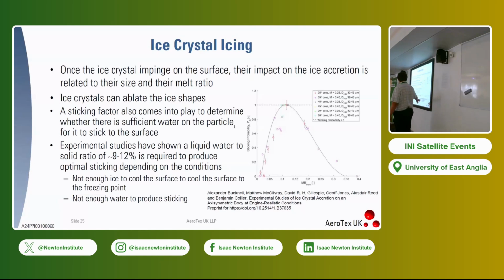Quite a lot of work has been done at Oxford on this. There's this melt ratio, which gives an optimum sticking factor of about 10%, which is what you need for the ice crystal to fully stick. So effectively you've got these limits: if you've not got enough ice to cool the surface to the freezing point, and then there's not enough water to produce sticking. It's quite a fine balance between the two.